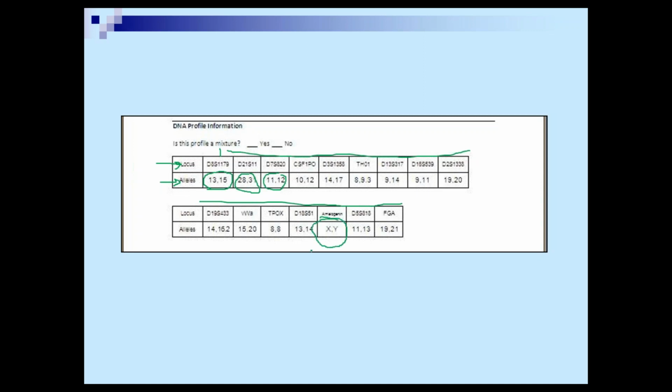All right, does somebody want to type in the chat box? What does XY tell us? That tells us something about the individual. Okay, yeah, Sarah's correct. It tells us the biological sex of the person, and this person is male.